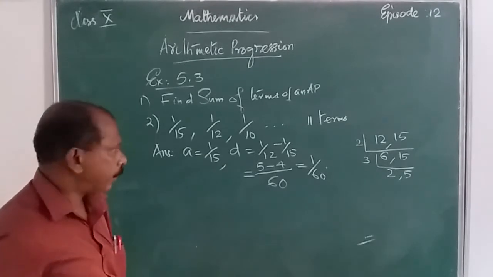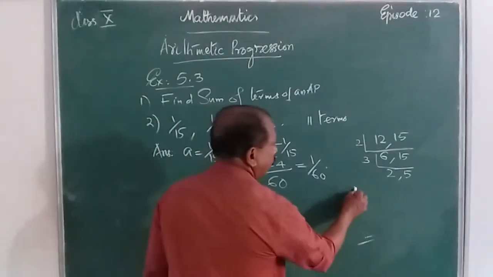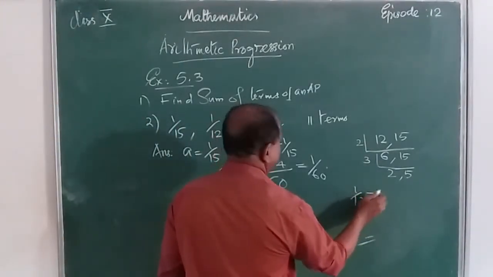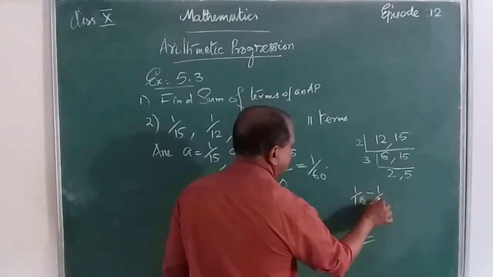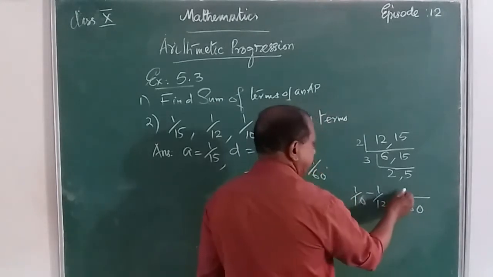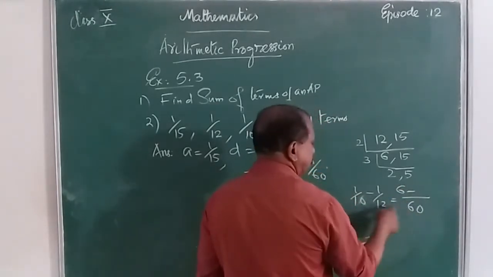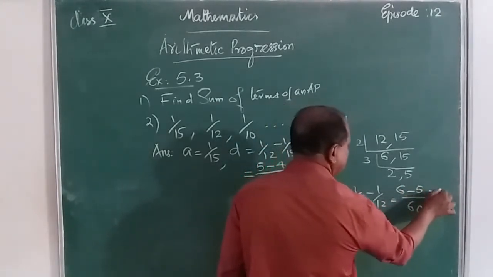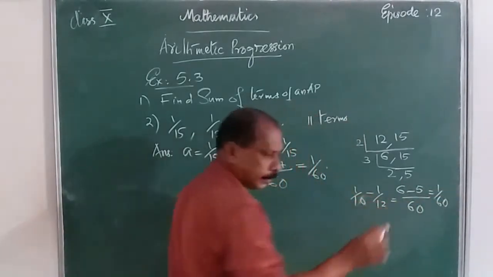Okay, that is the answer. Then similarly, 1 by 12 minus 1 by 10 minus 1 by 12. 60 is the LCM. 60 by 10, that is 6. 60 by 5, 12, that is 5. Therefore, it is also 1 by 60. Therefore, they are same.